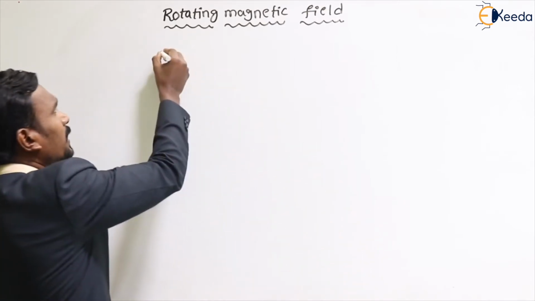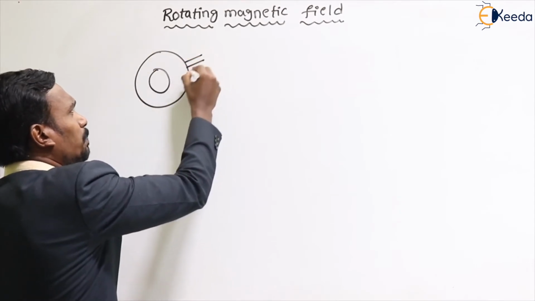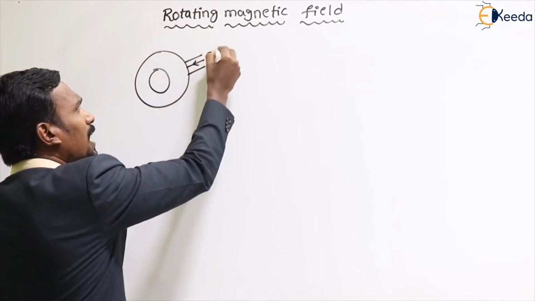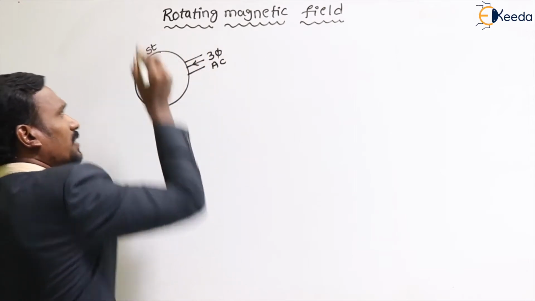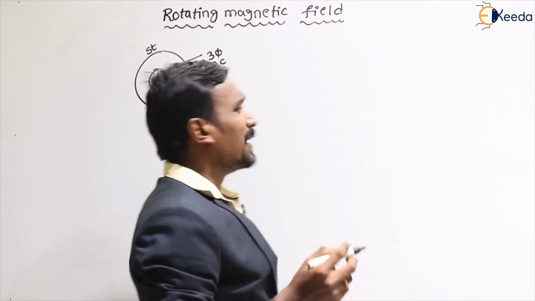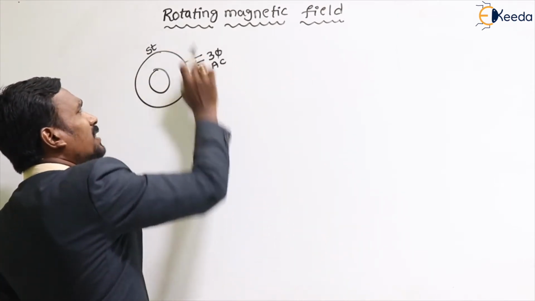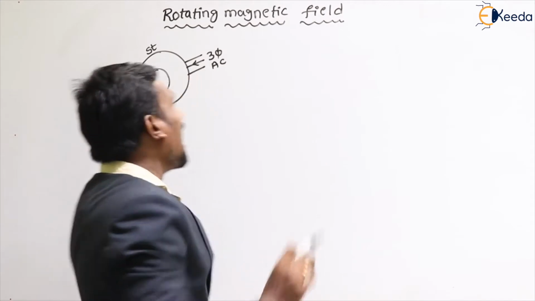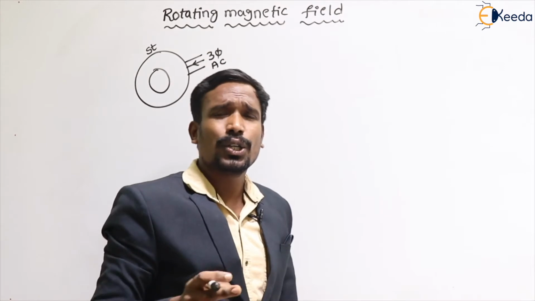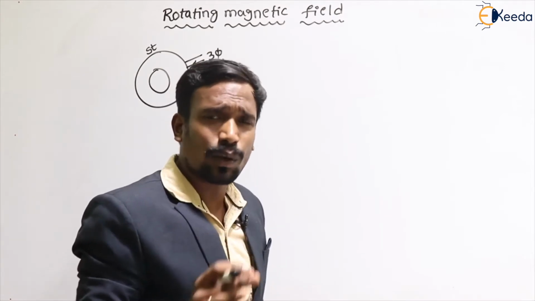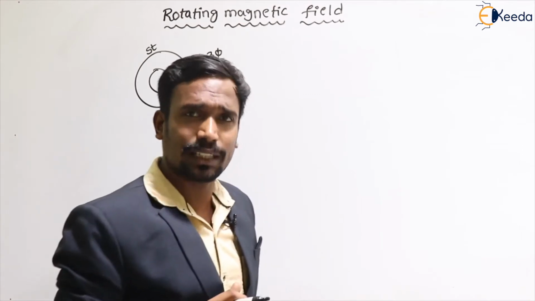Generally, when we give a three-phase AC supply to the three-phase induction motor stator, when a three-phase AC supply is given to this three-phase stator winding, it produces a magnetic field. You already read about this in your fundamentals, in your basics of electrical machines.